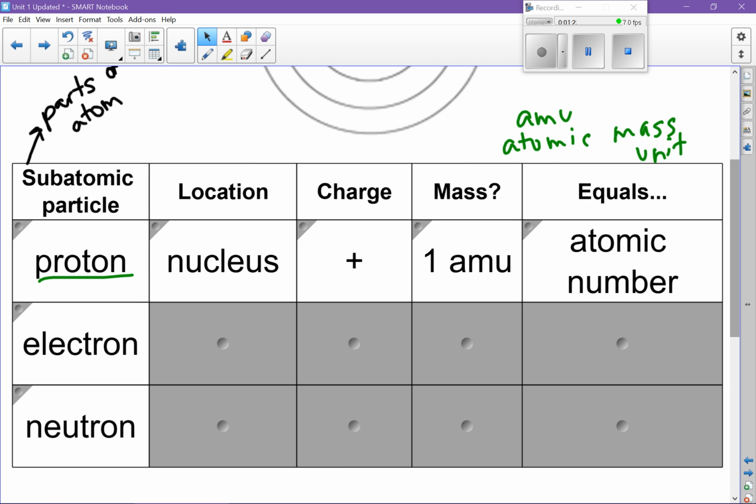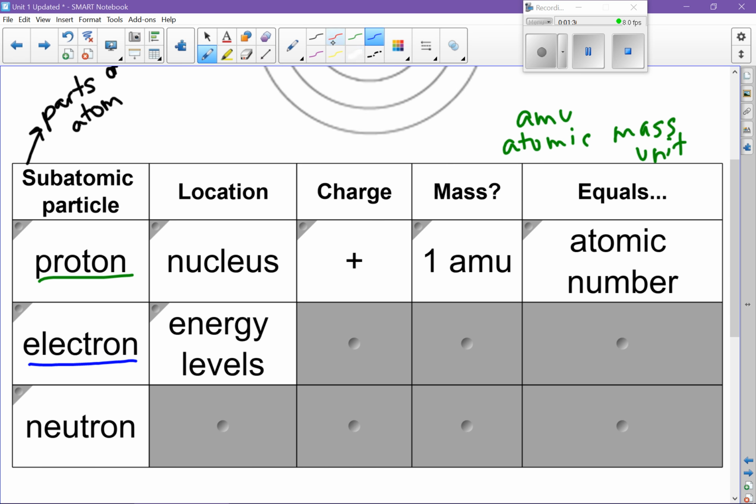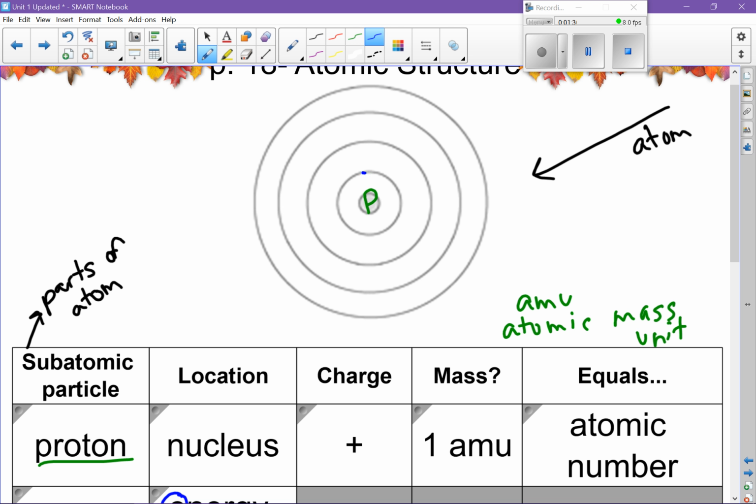Our next subatomic particle are electrons. So I'm going to make my electrons blue. Electrons are found in the energy levels. An easy way to remember that is that they both start with E. So electrons, energy levels. Now energy levels are these rings around the nucleus. So I could find electrons floating and circling and orbiting around in any of these energy level rings.